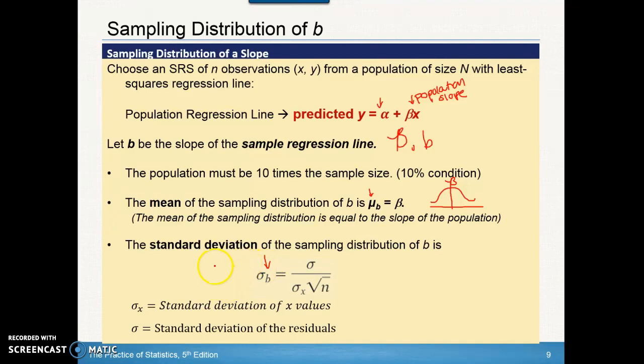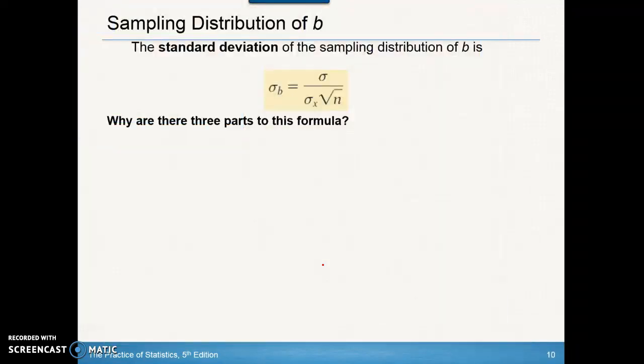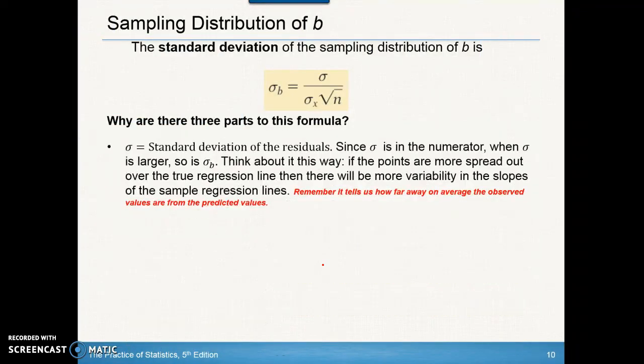Now notice this is the slope of your sample. This is not the population because we have a little b here. This on top right here is your standard deviation of your residuals. This down here is going to be your standard deviation of your x values times the square root of your sample size. Now we just talked about what those 3 points were in that formula. So remember, this is your standard deviation of the residuals. Since it's in the numerator, when your standard deviation of your residuals is larger, that's going to mean that your standard deviation of your sample slope is also going to be larger.